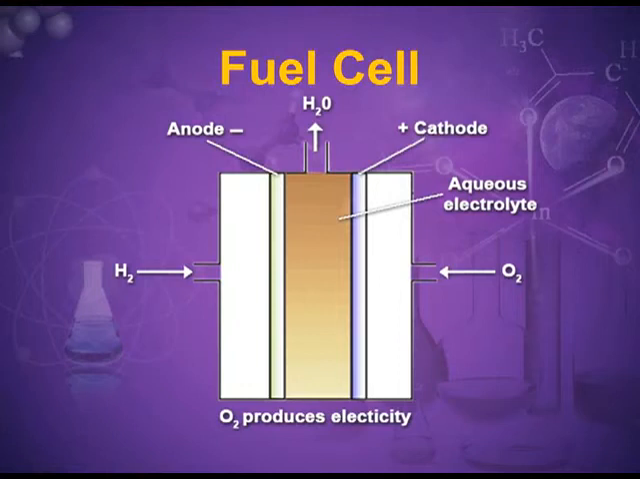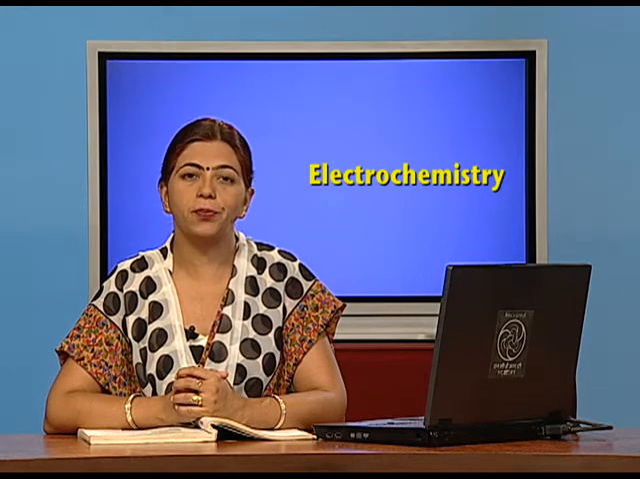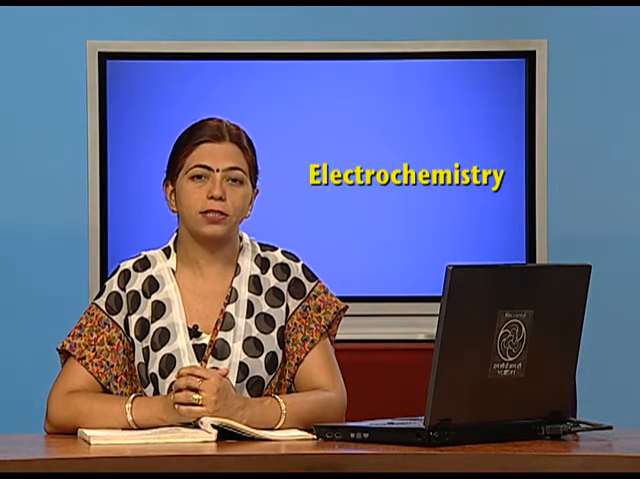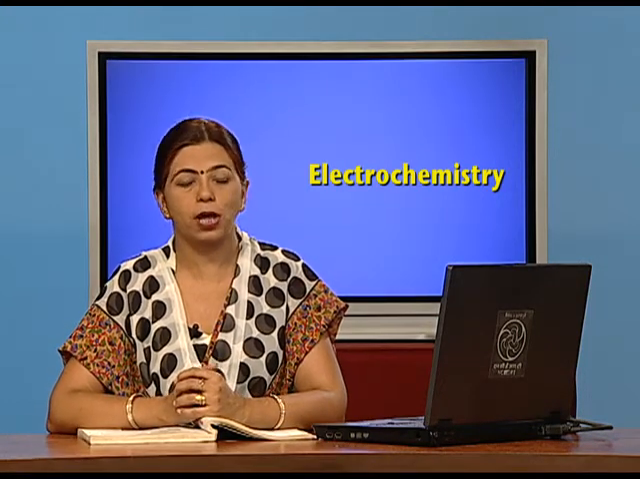From the diagram, you can see that from one side, the hydrogen is bubbled constantly, and from the other side, the oxygen gas is bubbled. The electrodes are made up of porous carbon, and the electrolyte is sodium hydroxide. The construction you can see.